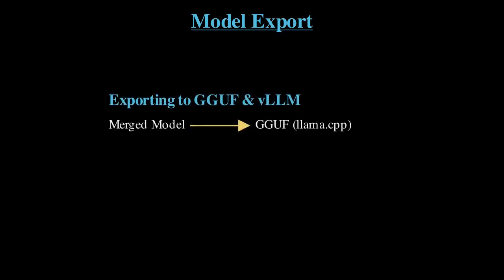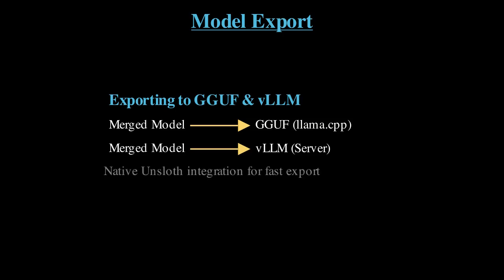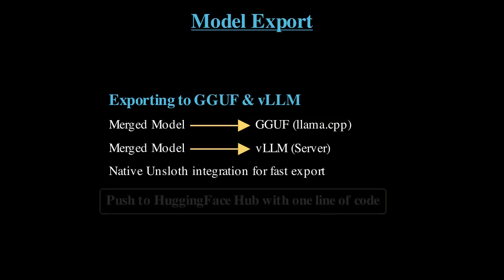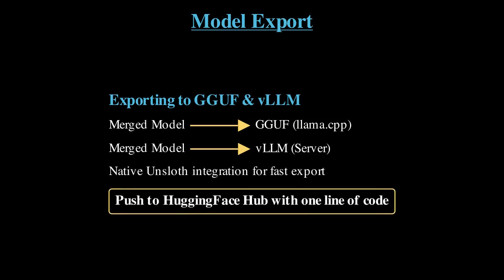Once training concludes, deployment is the next step. Unsloth allows you to push directly to the Hugging Face hub or export to specialized formats. For local inference on CPUs or MacBooks, export to GGUF format, which applies further spatial quantization. For high-throughput API servers, export to vLLM format. Unsloth handles the complex quantization mapping automatically, ensuring your fine-tuned model retains its accuracy while running on highly optimized inference engines.